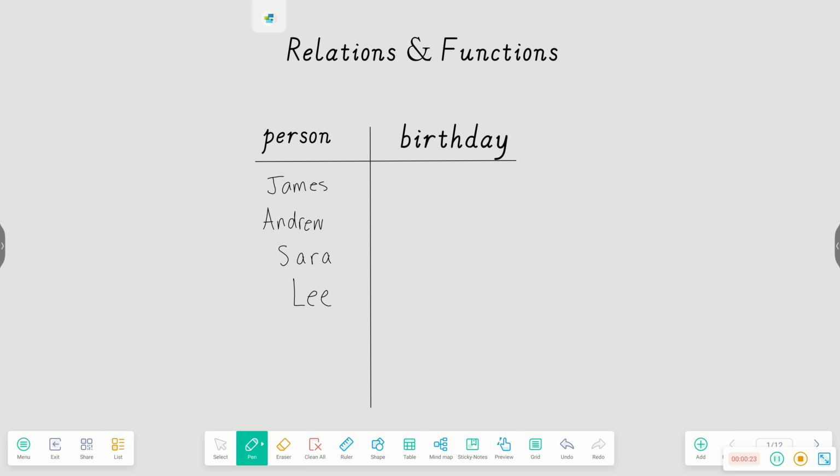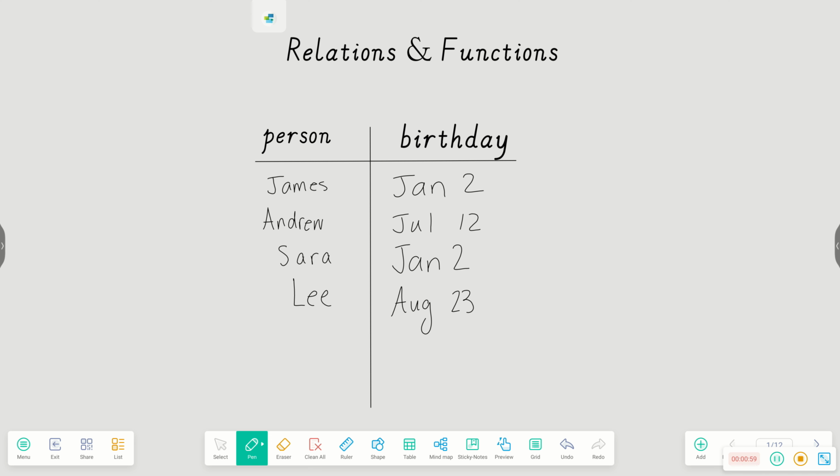So the best example that I like to use of the difference between relations and functions is birthdays. I made a table here that has some people: James, Andrew, Sarah, and Lee. James' birthday is January 2nd. Andrew's birthday is July 12th. Sarah's birthday is also January 2nd. And Lee's birthday is August 23rd.